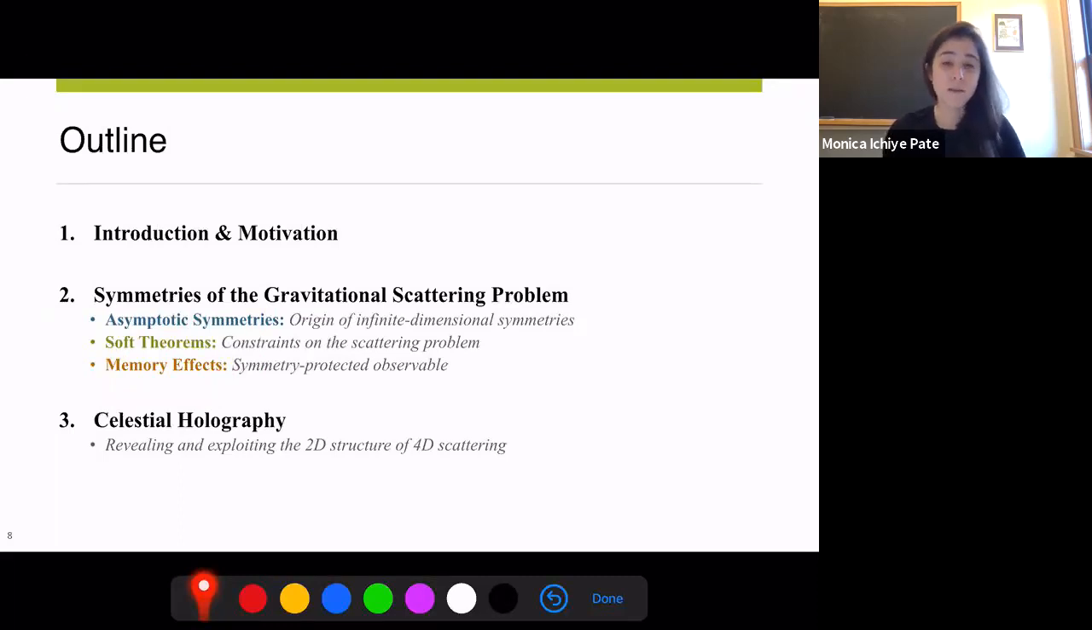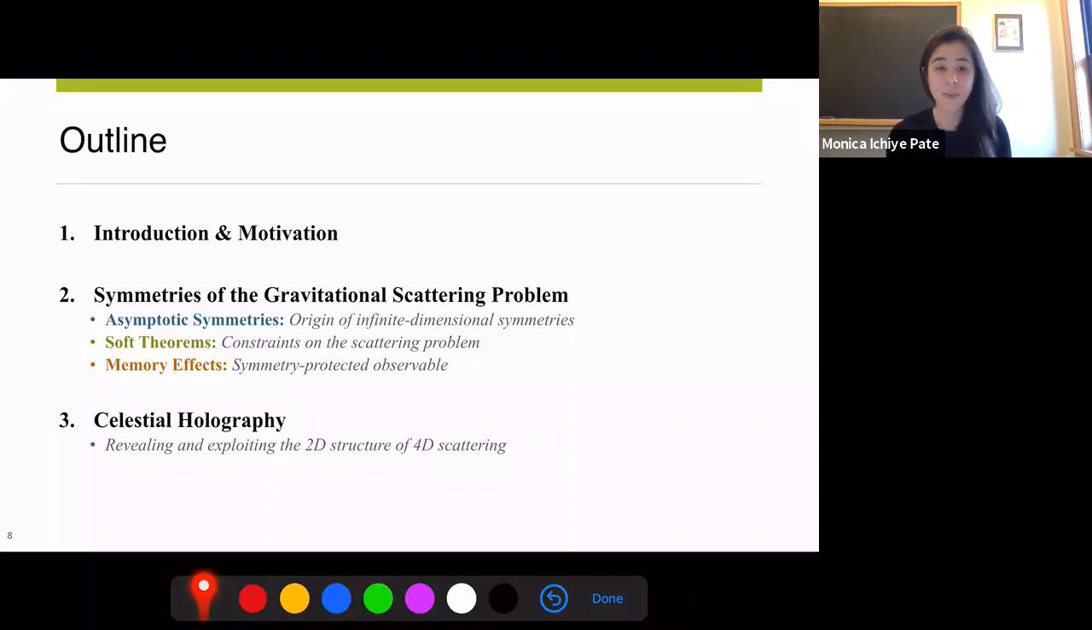Now, it turns out that from investigating this class of symmetries, one discovers that the scattering problem in 4 dimensions admits the local conformal symmetry of a theory in 2 dimensions. And this simple observation immediately implies that the scattering data in 4 dimensions organizes like observables of a theory in 2 dimensions with a conformal symmetry. So thus, symmetry arguments will lead us to a holographic description of 4D scattering in terms of a theory in 2 dimensions.